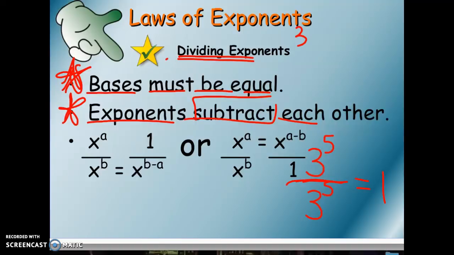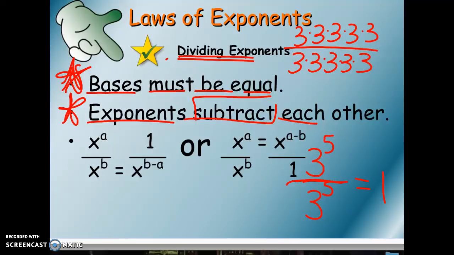But if I wrote these out, if I did 3 times 3 times 3 times 3 times 3 over 3 times 3 times 3 times 3 times 3, the 3 divided by 3 is 1, 3 divided by 3 is 1, 1, 1, and 1. All that's left is a whole number 1. Also, when you do this and you subtract, 3 to the 5 minus 5 power is 0. Therefore, anything to the 0 power is 1.